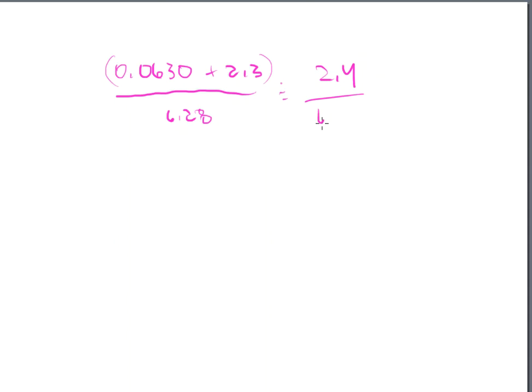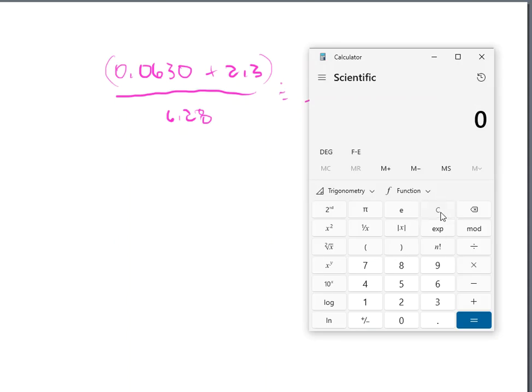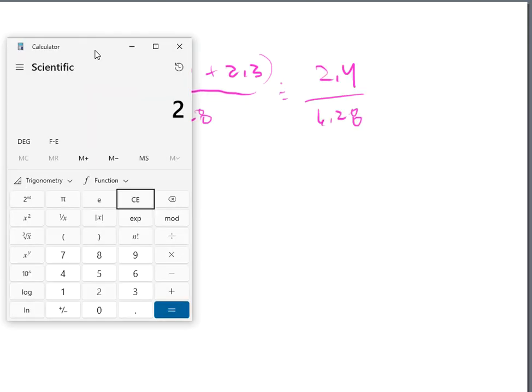Then we're going to divide that by 6.28. Now we've got a division problem. Now the rules of division show up. All right, well, that's okay. I'm going to now key in my 2.4, and then I'm going to divide by 6.28. And then I hit enter, and there's the value that I'm going to get.